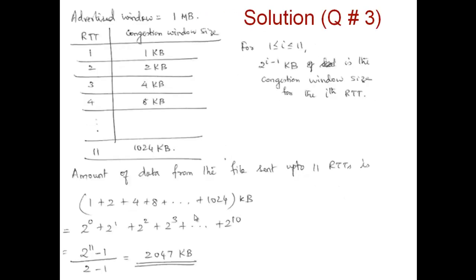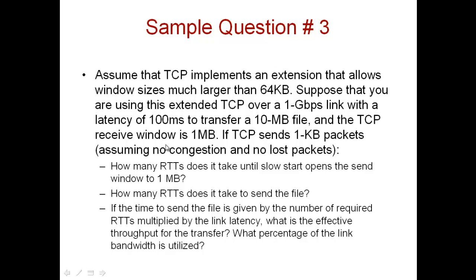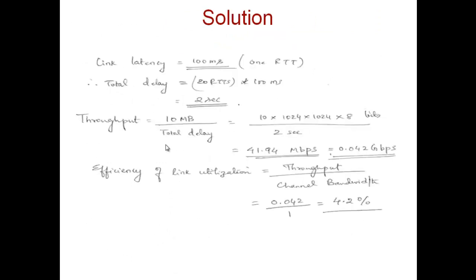Now each RTT is given to be how long? Latency is 100 milliseconds. So the total delay is going to be 20 RTTs times 100 milliseconds. 20 times 100 times 10 to the negative 3, that's going to give you 2 seconds. And so the throughput is going to be the file size that you wanted to send, which is 10 megabytes, divided by the total delay, which is 2 seconds. And 10 megabytes is going to be 10 times 1024 kilobytes, and 1 kilobyte is 1024 bytes, and this is 8 bits, divided by 2 seconds. That comes out to be 41.94 megabits per second, or if you round it you can say 42 megabits per second, which is now 0.042 gigabits per second.